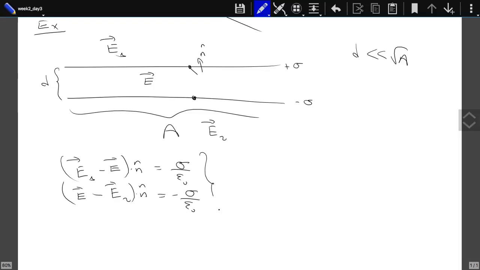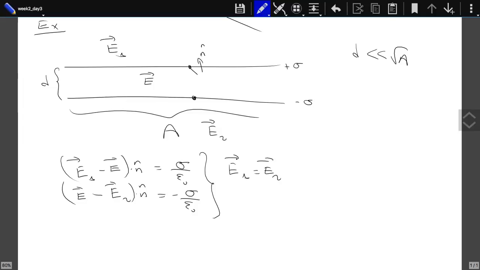But these equations only tell me that E1 is equal to E2. I don't know what they are. Since I don't know what E1 and E2 are, I don't know what E is. So that, yes?